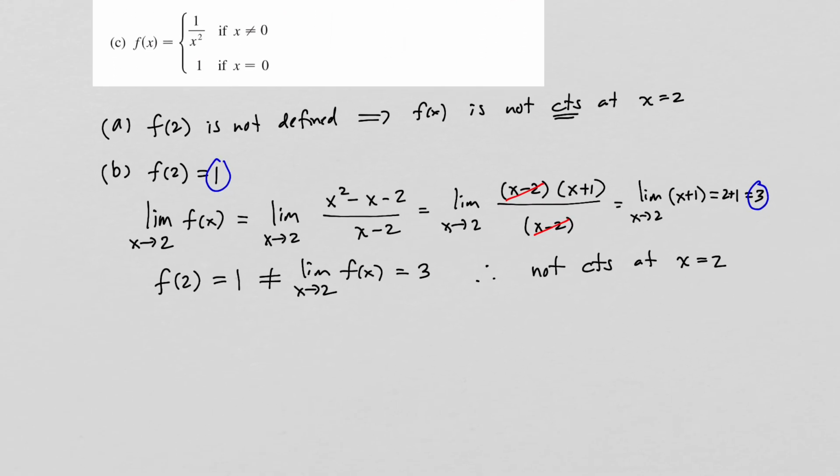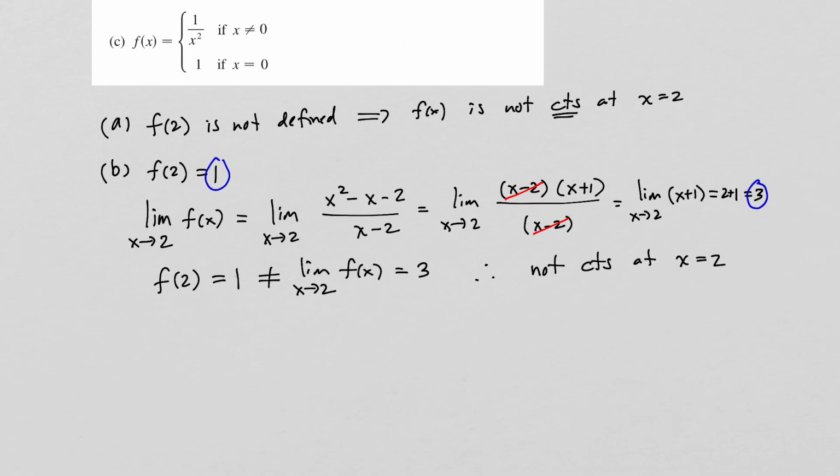And for the third example there, clearly we can see that we seem to have a problem when x equals 0, because if you're talking about the function 1 over x squared, we know that x cannot be 0 here. But they'd have to find f of x to be 1 when x is 0. So, once again, we know that f of 0 exists. It is equal to 1.